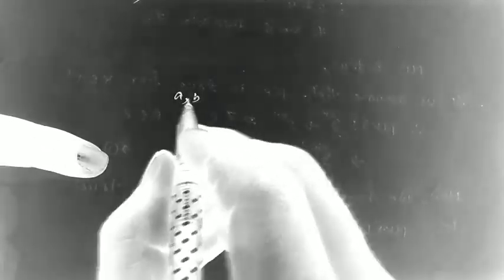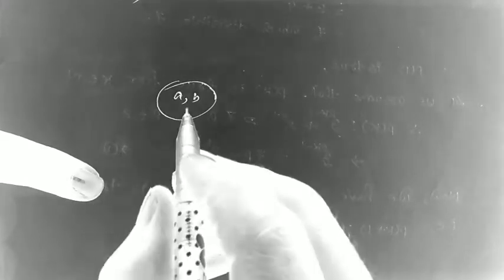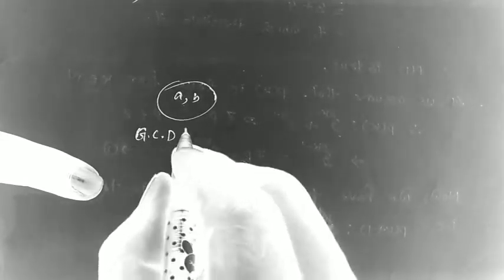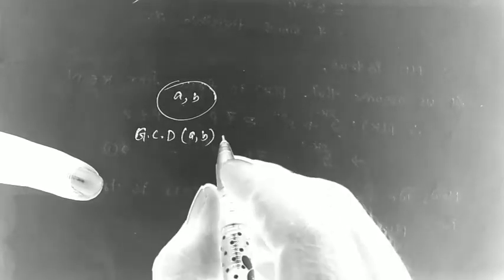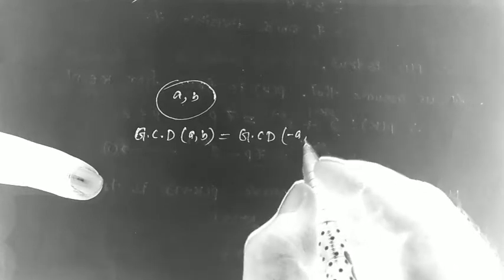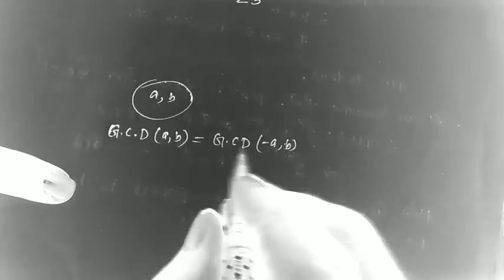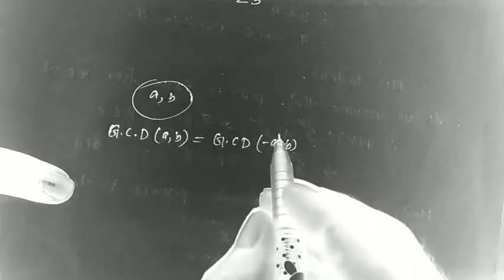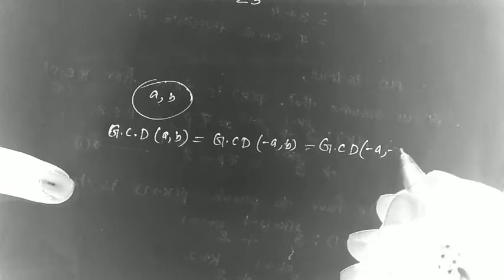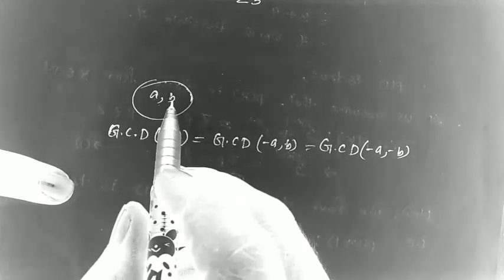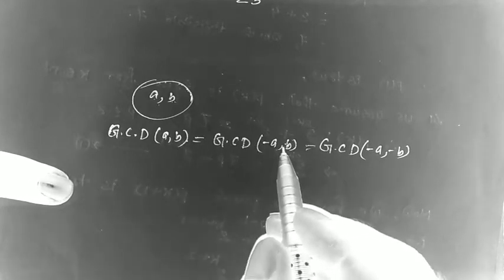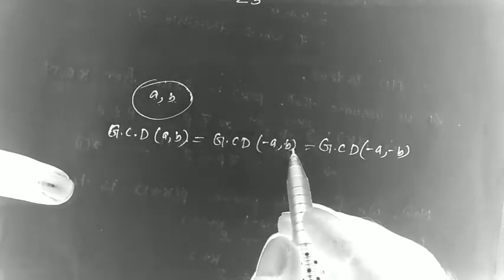Suppose A, B are two integers. Then GCD, that means HCF of A and B, is equal to GCD of minus A, B, that means negative A and B, which is equal to GCD of minus A and minus B. That means if A and B are any two integers, then the GCD of A, B will be equal to GCD of minus A, minus B.